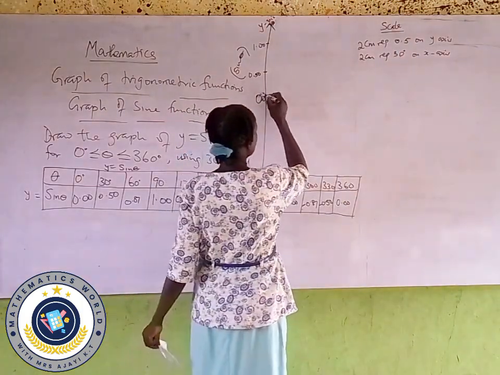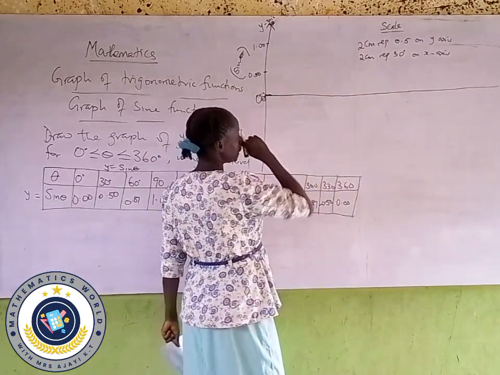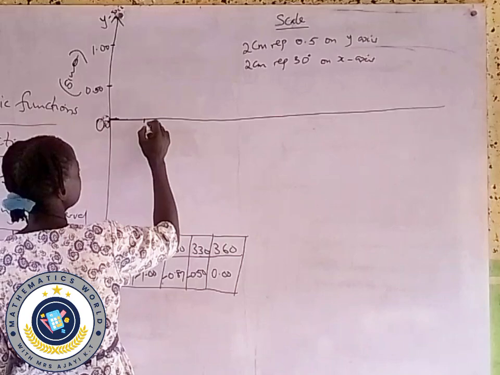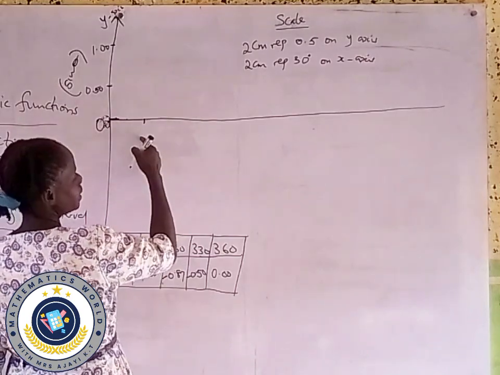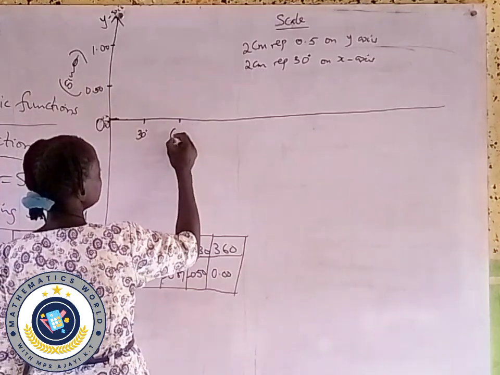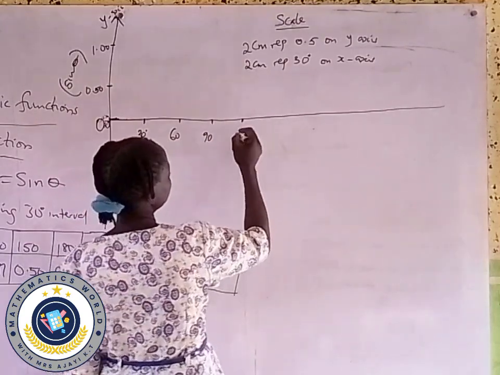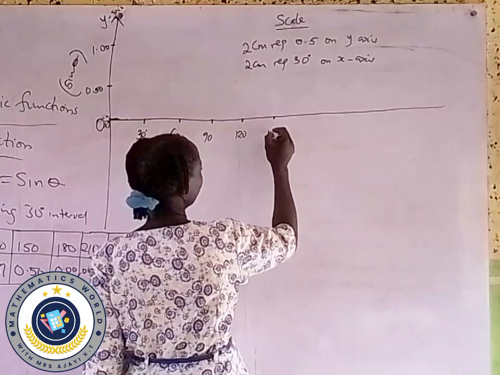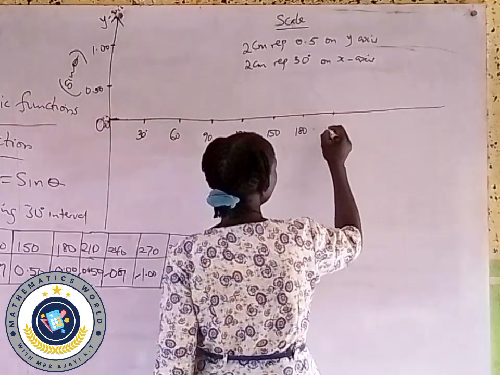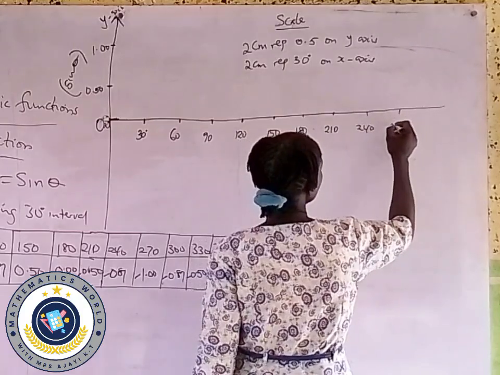Now, on your x-axis, you have something like this. I've told you that 2 centimeters will represent 30 degrees on the x-axis. So this is 2 centimeters, this is one thick line, this is the next thick line. So this is 30 degrees. Next thick line will be 60. Next one will be 90. Next thick line will be 120, followed by 150, 180, 210, 240, 270.